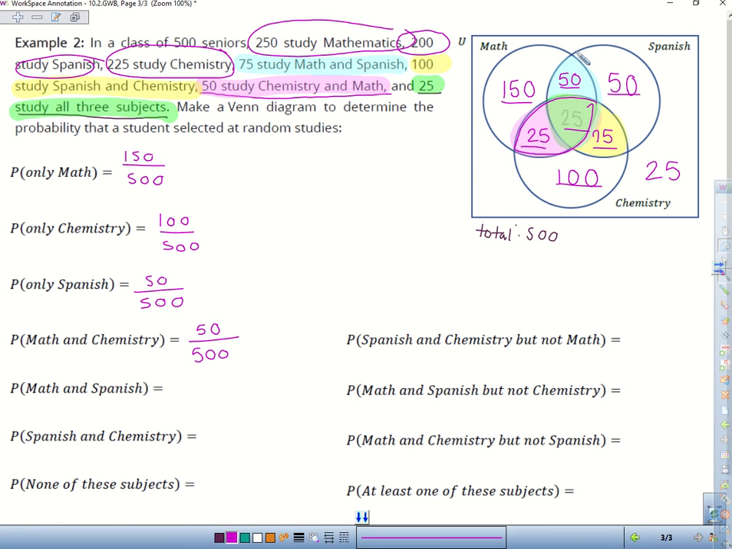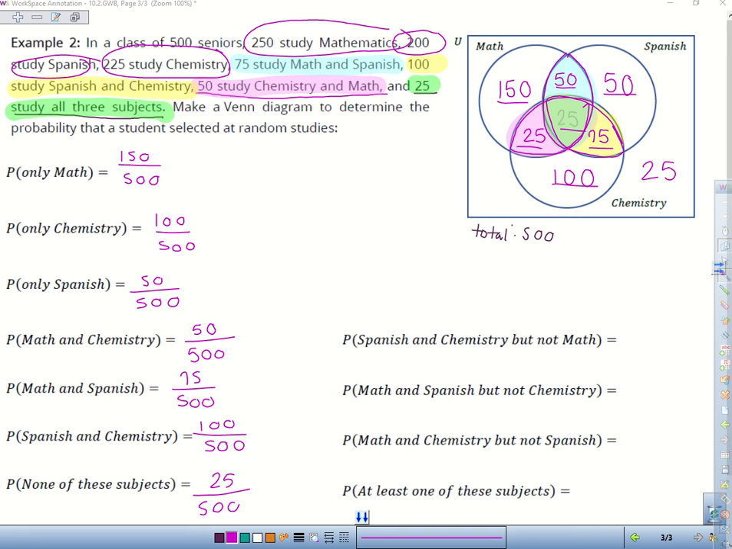How many people are taking math and Spanish? 75. Good. How many are taking Spanish and chemistry? 100. Good. How many people are taking none of these three subjects? 25. Good.